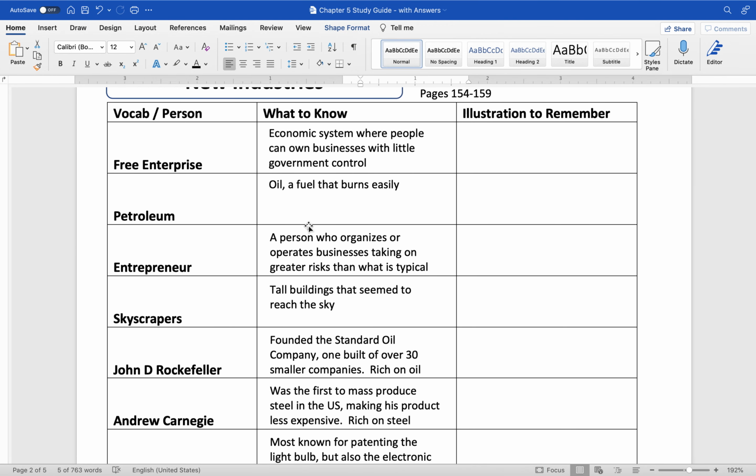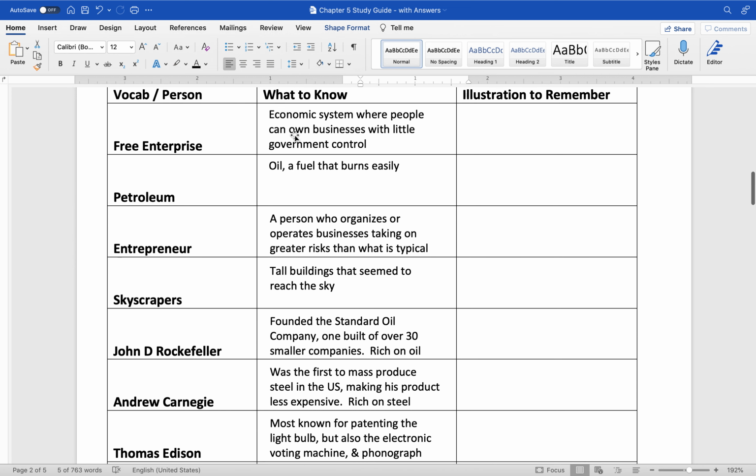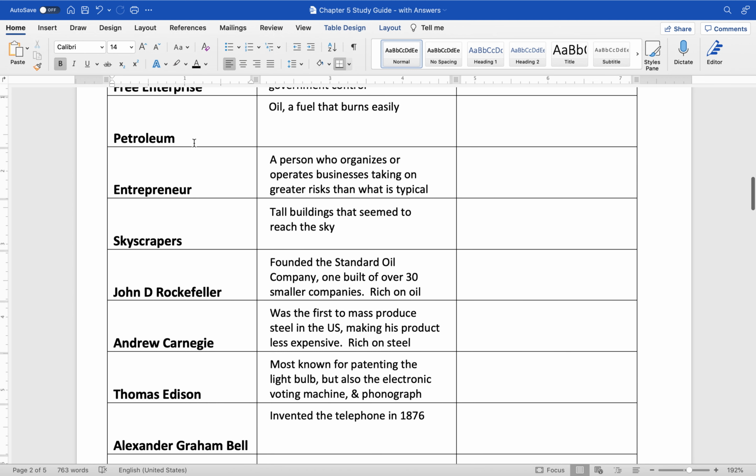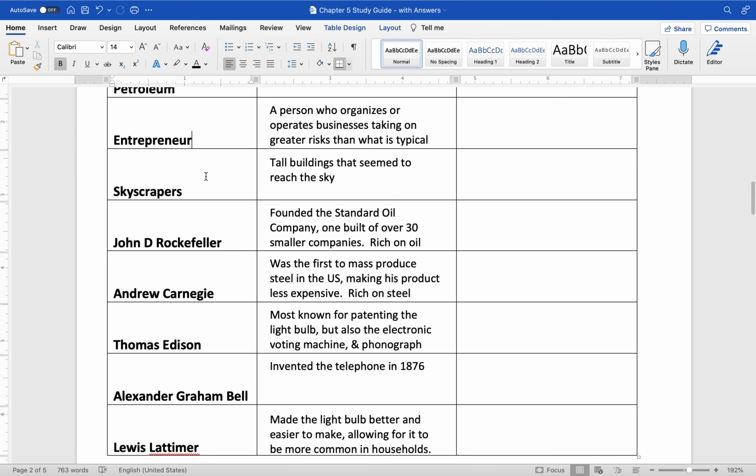For the terms, you can look these up. You need to know kind of in your own words, but also be able to tell what it is. Free enterprise system, it just means that you can open your own business. It's not going to be a country controls your business. Petroleum is a fancy name for oil. It's a fuel that burns easily. So something that Rockefeller got rich off of. Entrepreneur is somebody who decides this is a good business opportunity. I'm going to take a risk. A lot of times there's a big financial risk. They're risking a lot of money, and they invest in something to try to make more money. That's an entrepreneur. Skyscraper, probably know what it is, tall building.